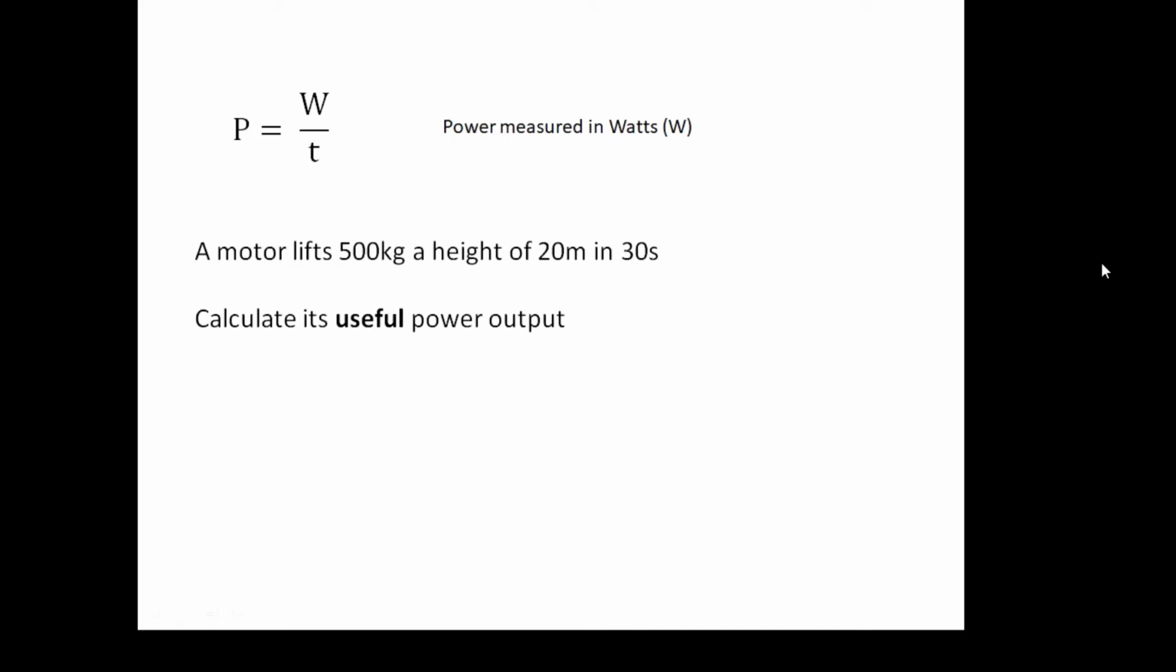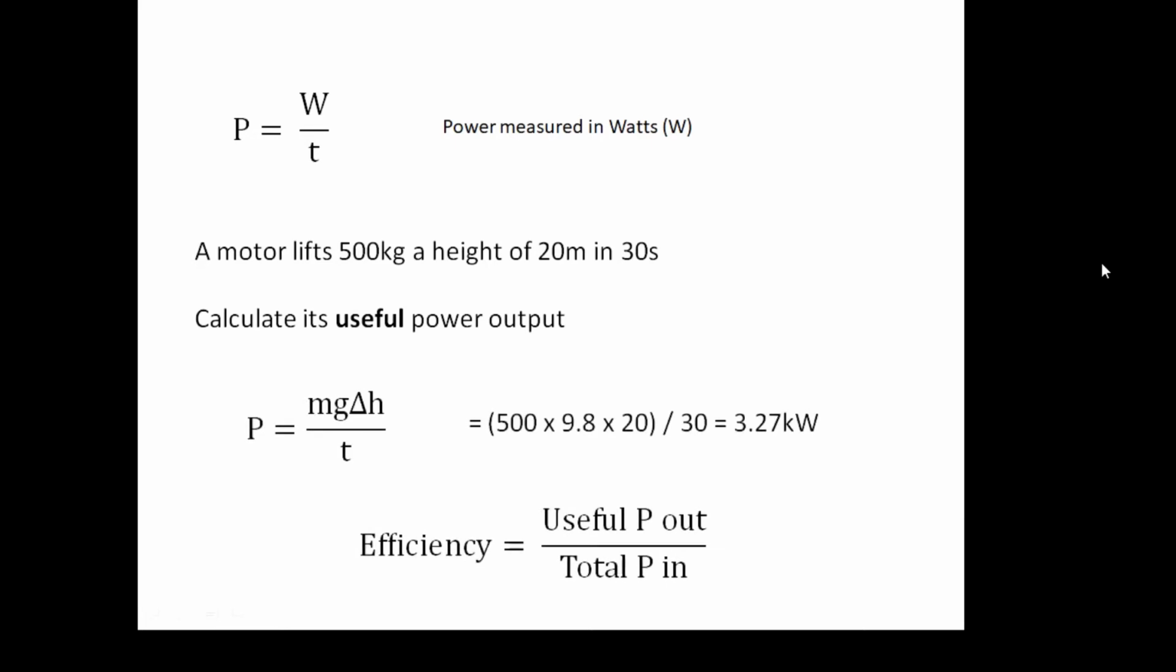Here's a quick example. A motor lifts 5 kilograms a height of 20 meters in 30 seconds. Calculate its useful power output. So how much work does it do in a second? And it is 3.27 kilowatts. Note, I say the useful power output.